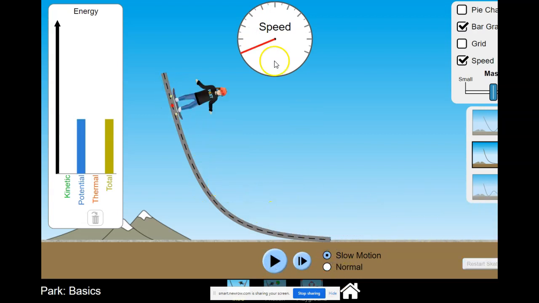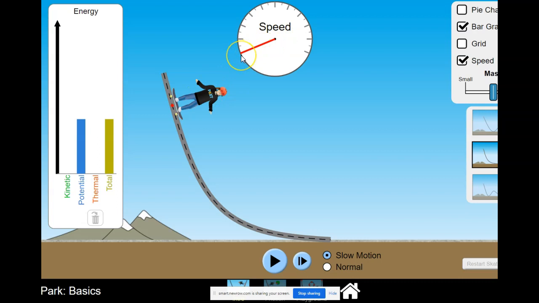So right here, their speed, is it slow or fast? Look at the speedometer right here. Literally says it's the lowest it could possibly be. Yeah, so right here, this skater is at rest.